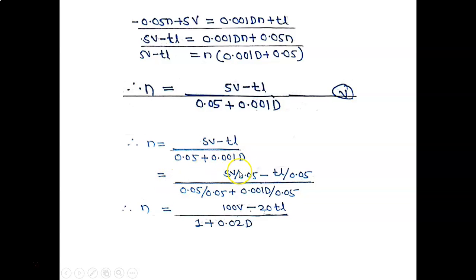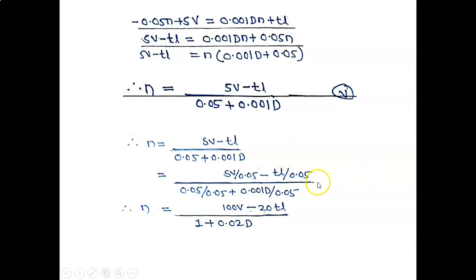Therefore, n is equal to 5v divided by 0.05 minus TL divided by 0.05, all divided by 0.05 divided by 0.05 plus 0.001 d divided by 0.05. Therefore, n is equal to 100v minus 20 TL divided by 1 plus 0.02 d. Now we will compare this equation with the standard form of the equation.